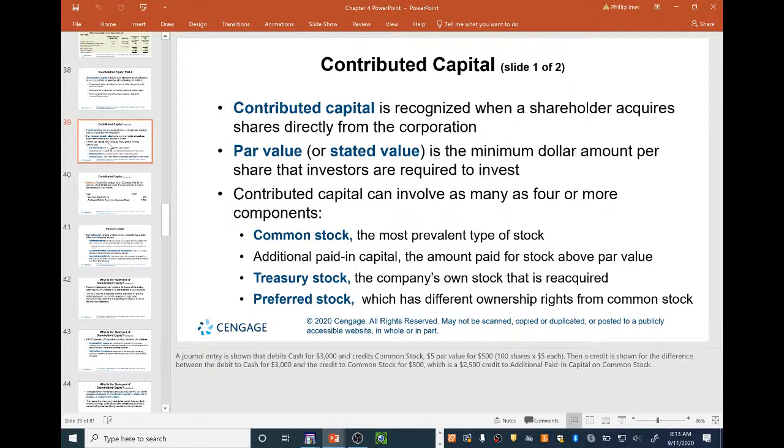Contributed capital can involve as many as 4 or more components. So first, common stock. Obviously this is the most prevalent type because it gives you ownership rights and voting rights. Treasury stock is when a company buys back its outstanding shares that are in the marketplace. I want to note that treasury stock is a contra equity account, okay? So what do I mean by that, if treasury stock is a contra equity account?